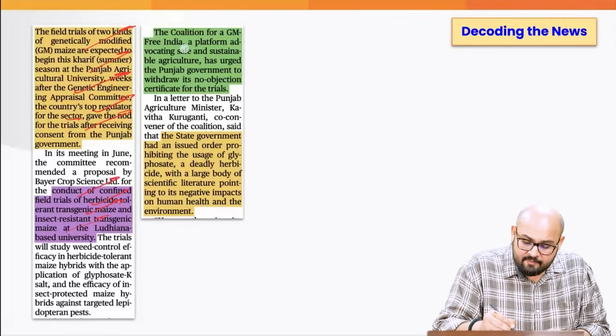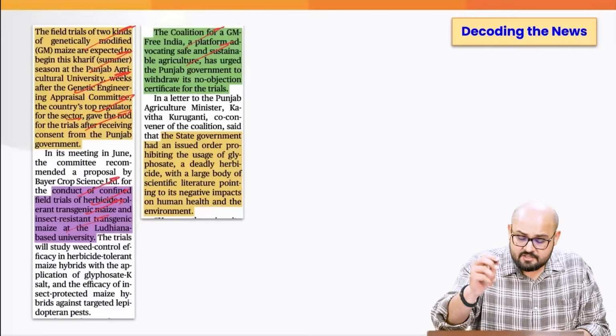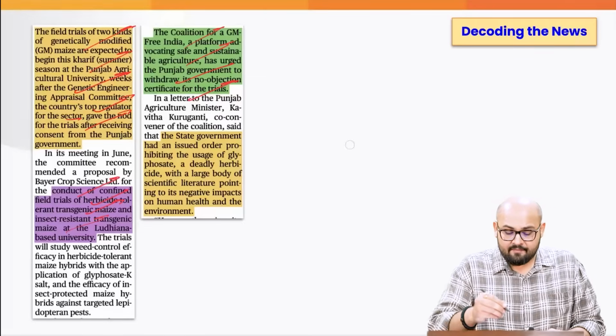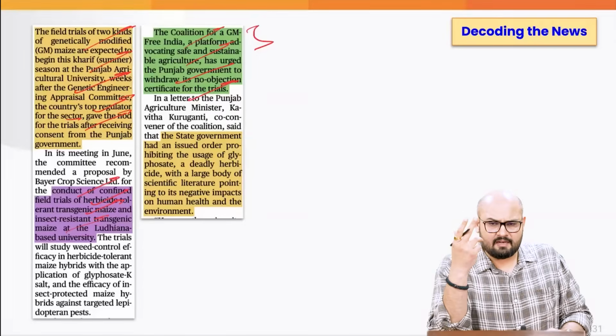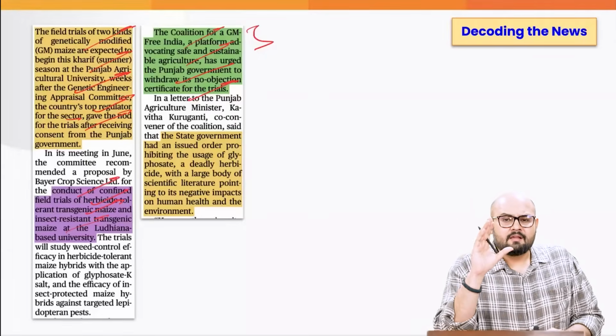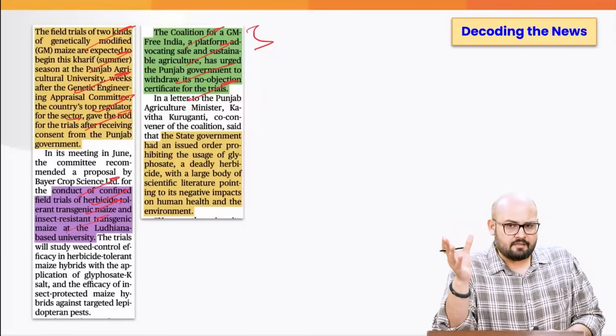The Coalition for GM-Free India, a platform for advocating safe and sustainable agriculture, has urged the Punjab government to withdraw its no objection certificate for the trials. We have these NGOs which basically work in the environment domains, and they don't want the conduct of these trials, right? Because again, genetically modified crops have their own concerns, right?